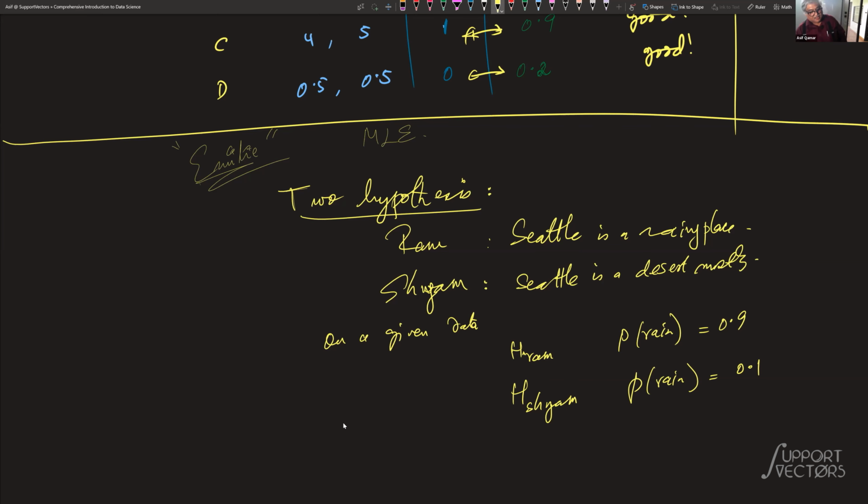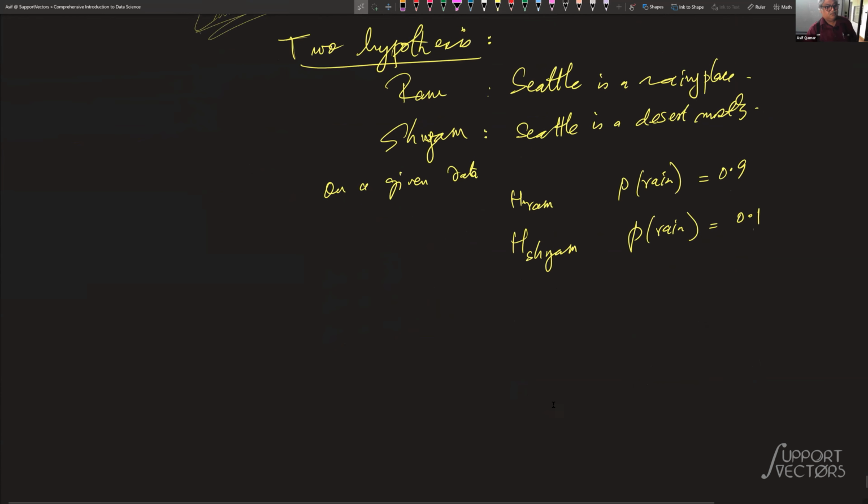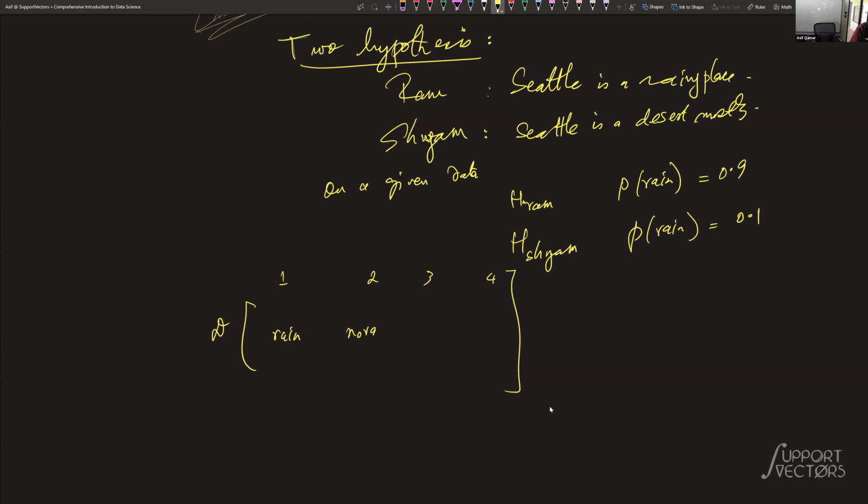And so now let us see what data will favor. Suppose you have the data. Let's take just 4 days, day 1, 2, 3, 4. The first day it rains, then no rain, rain, rain. So 3 days it rained, right?